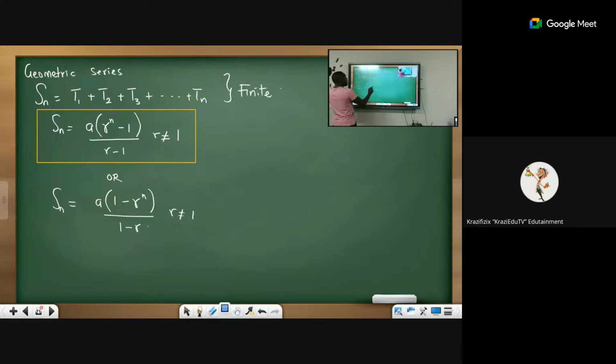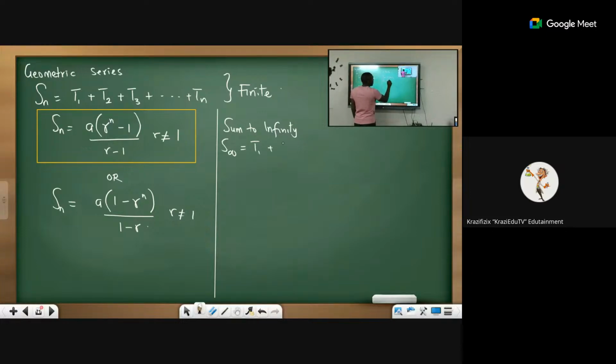And I told you how to prove that formula. I'll go through the proving again quickly. That is the one given on the formula page, but the second one works. And then we spoke about sum to infinity. Sum to infinity, that is S infinity, is T1 plus T2, and then it continues. So S infinity is A over 1 minus R.